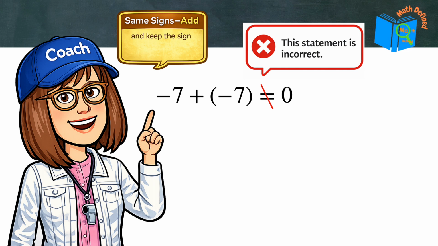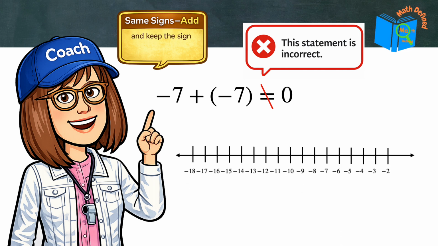And we can prove this statement is incorrect with a number line. Starting at negative 7, then move 7 units to the left, landing at negative 14. So remember, always look closely at both integers and their signs before deciding on the answer.